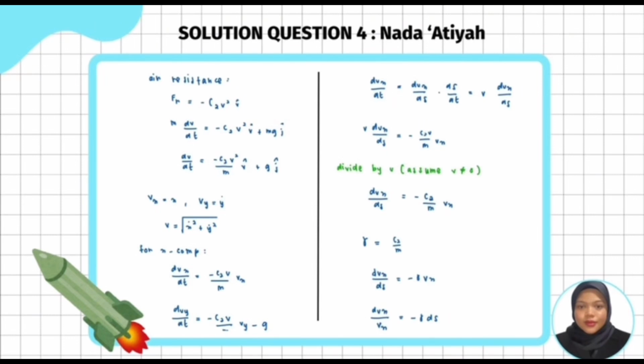Now, we need to check if these equations are separable. We express them in terms of s, the distance traveled along the projectile path. Using the chain rule, dvx over dt is equal to dvx over ds times ds over dt, which is v dvx over ds. Rewriting the x component equation, we get v dvx over ds equal to negative c over m v squared vx. Then, we introduce gamma equal to c over m and solve the equation. The equation will be dvx over ds equal to negative gamma vx.